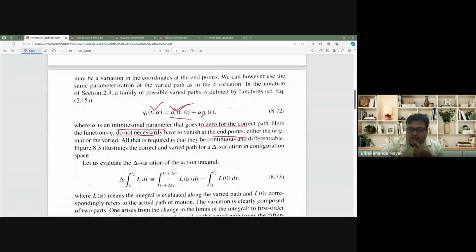So we take the delta variation, not the actual path, slightly above or below the actual path. Now the delta variation of the action integral, the integration of L dt. This integral is known as the action integral. So I can write it like this: the integral of L dt for the actual path. When it deviates from the path, the limits are t1 plus delta t1 and t2 plus delta t2. Then it depends on alpha: the integral of L(alpha) dt minus the integral of L(0) dt.